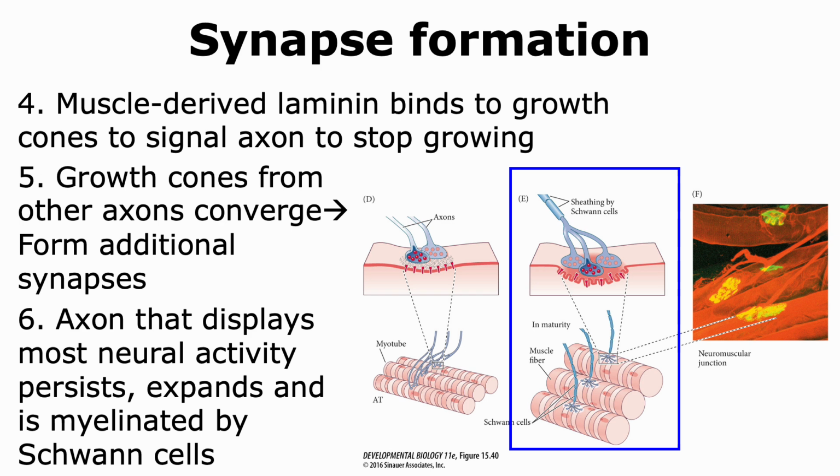Thus, in this step, we need neural activity to determine which axon will persist. And that axon that persists will then expand to form more branches. It also gets myelinated by the Schwann cells so that now you have an effective synapse that has been built.